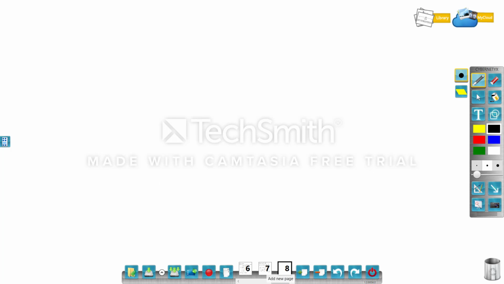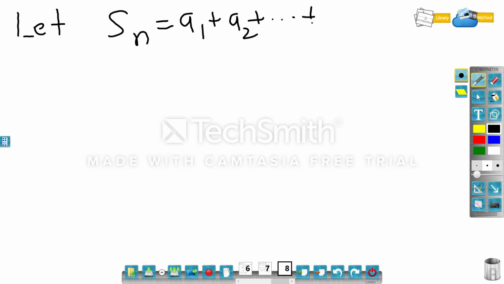So our target is to show that series an is convergent. So let's form a corresponding sequence of partial sums. Let Sn equal a1 plus a2 plus dot dot dot an be the corresponding sequence of partial sums for series an.